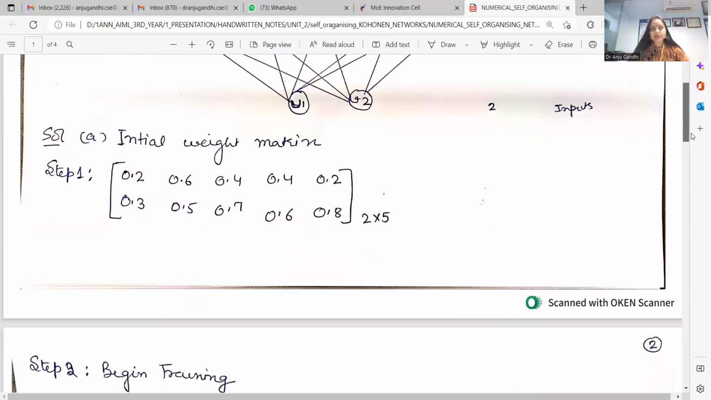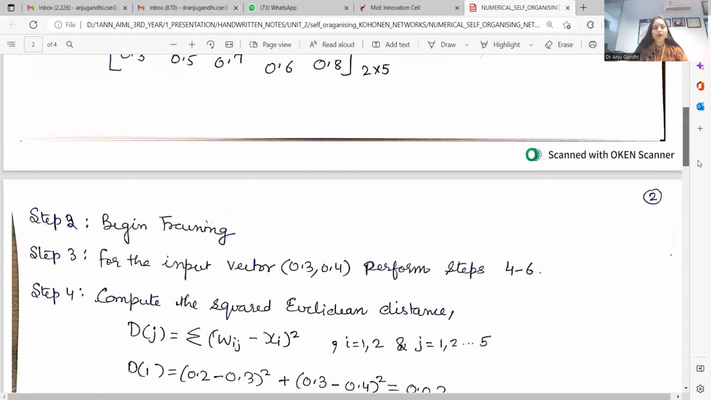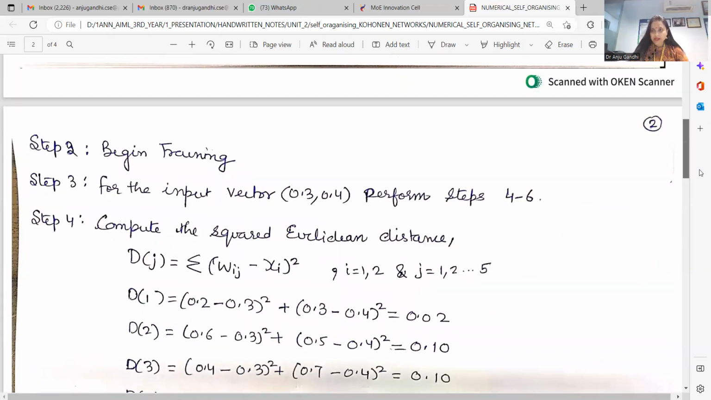Now, after initializing the weight matrix with respect to the nodes that we have with us, we have to start the training part, right? We have to follow the training algorithm that we have already discussed in the previous class, that is, what the Kohonen Self-Organizing Map is, right? So we have to begin with the training, and for the input vector 0.3 and 0.4, we have to perform a few steps, right? What are those steps? Let's do that. For every input and output, we have to find out the Euclidean distance, right?